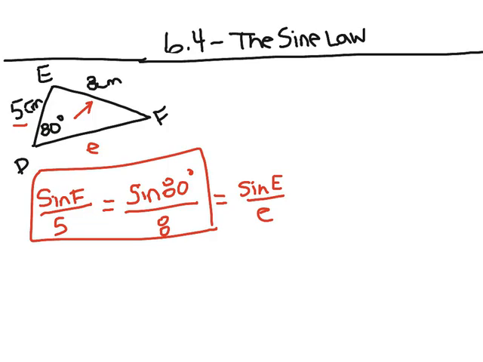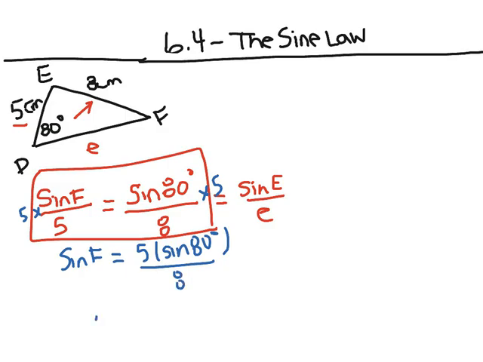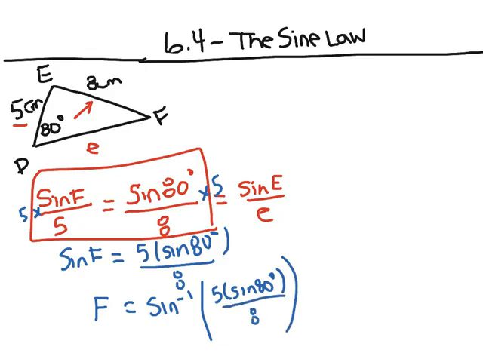We're going to get f by itself, so we're going to multiply both sides by 5. So sine of f is equal to 5 sine 80 divided by 8. And then we have to solve for f, so sine to the negative 1 of 5 times sine 80 divided by 8. If you type this into your calculator, you should get 38 degrees.